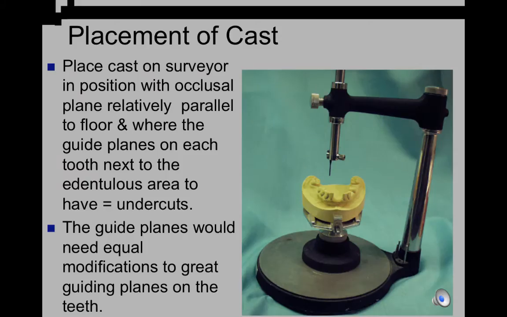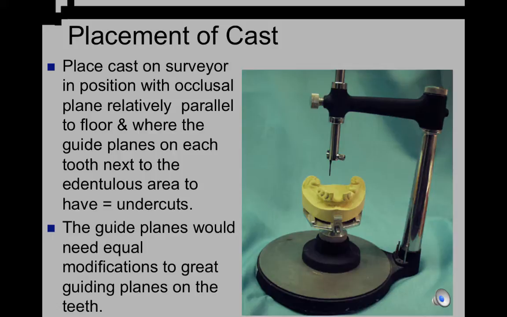We place the cast on the surveyor. Place it in a position with the occlusal plane relatively parallel to the floor and where the guide planes on each abutment tooth near the edentulous areas have approximately equal undercuts. This means that we will have the least amount of modification on each abutment tooth to create at least a 2 mm guide plane area on each proximal surface of the abutment teeth. This is a starting point.